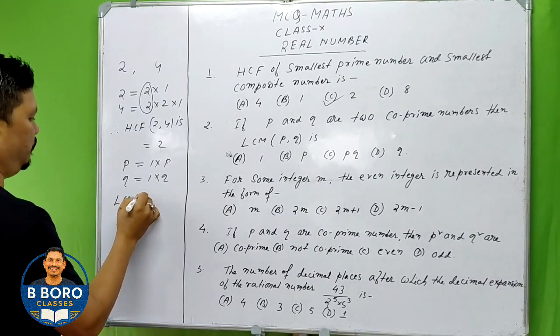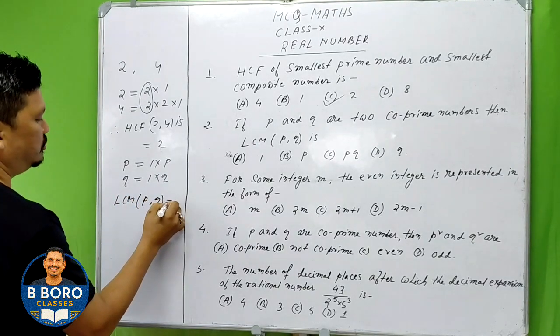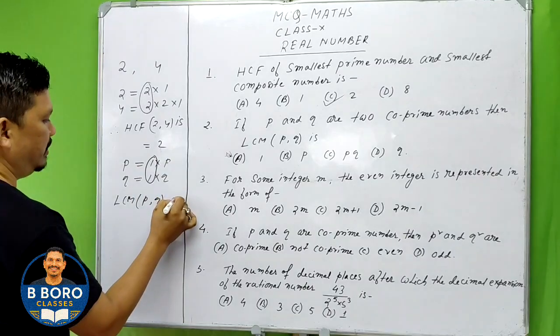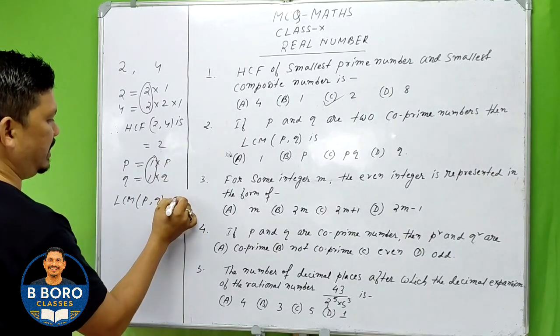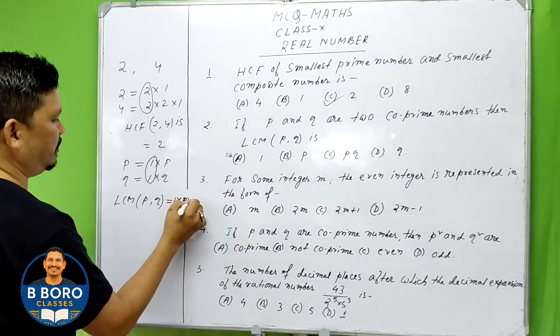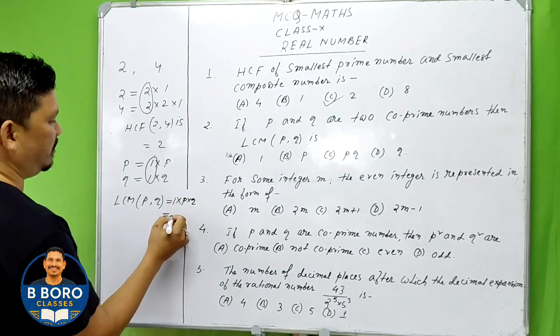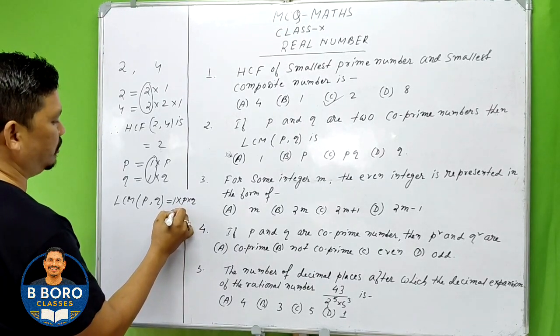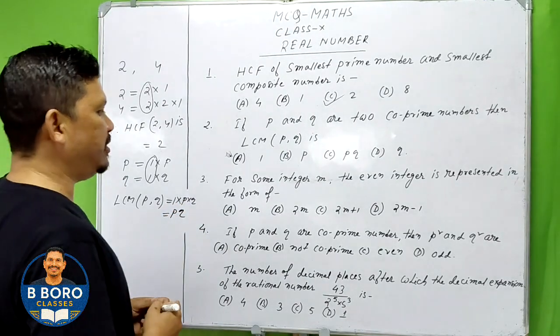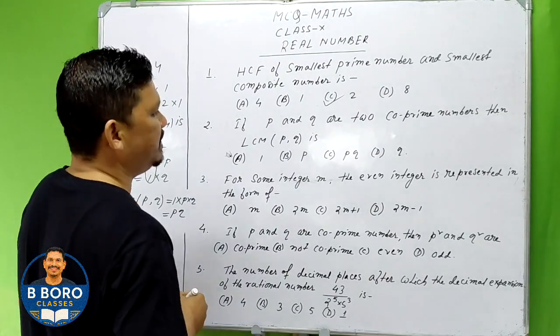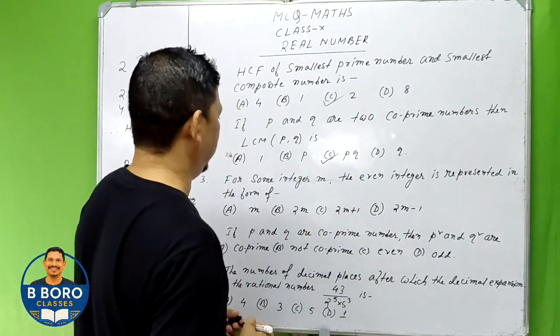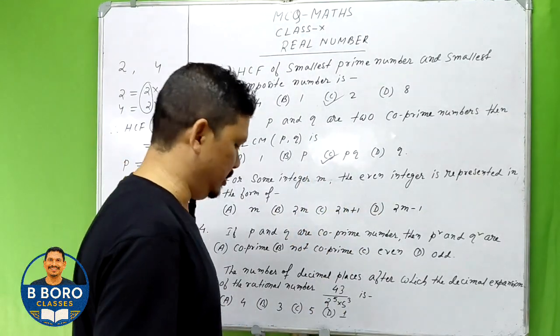So, LCM of P comma Q. The common factor is 1, as well as the uncommon factors are P and Q. When you multiply, it becomes 1 into P into Q, which means PQ. That means our correct option is option C, that means PQ. Then proceed to the next question.